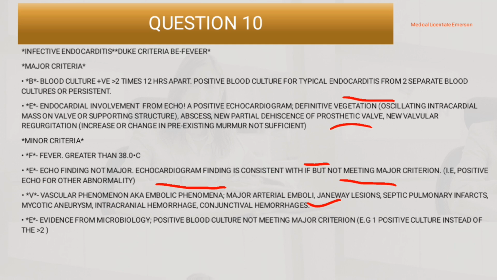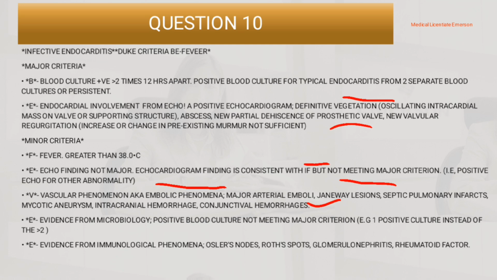For example, when someone gets one positive culture instead of two or more times, that is a minor criterion, since it hasn't met the major criteria. So that's evidence from microbiology. Then E is evidence from immunological phenomenon. Examples of immunological phenomena are Osler nodes, Roth spots, glomerulonephritis, and rheumatoid factor. These are the immunological phenomena.